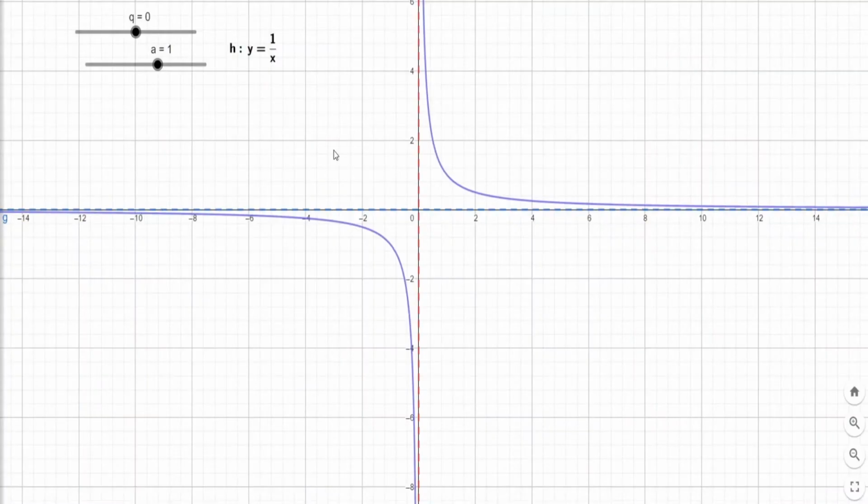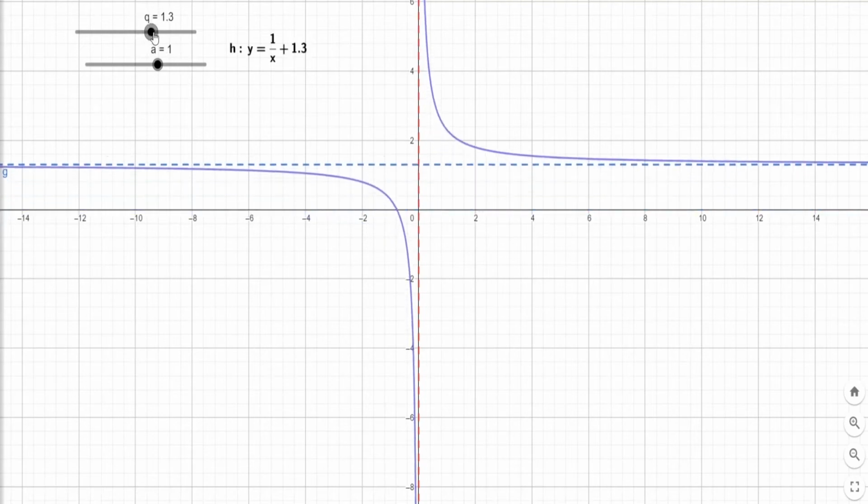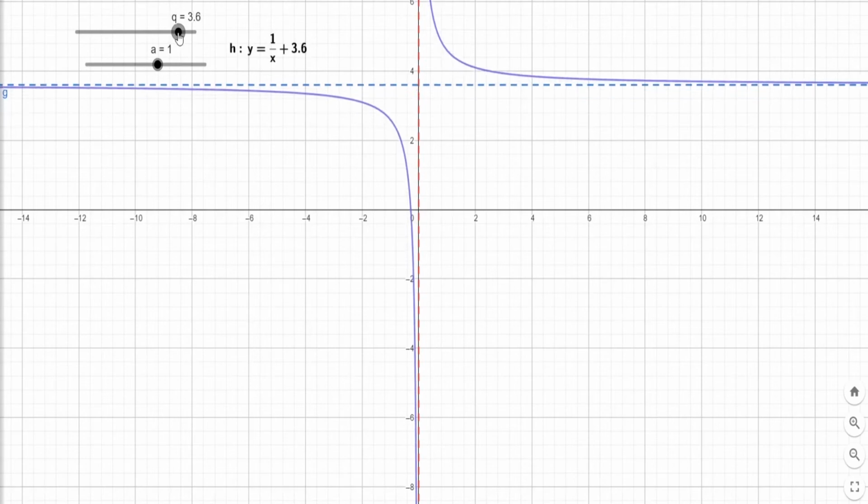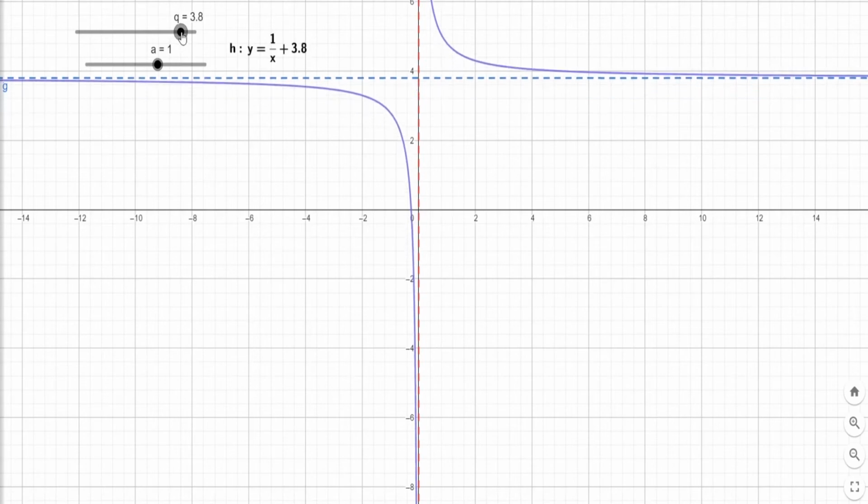So like I did in the example, we had y equal to 1 over x. We're not going to touch the a value. I want you to note what happens when I introduce a positive q value. So you can see that the asymptote, which is the blue line, the horizontal asymptote, changes. And you can see that's what it does. It changes your asymptote. It also changes the graph. That is, it's going to shift 2 units up.